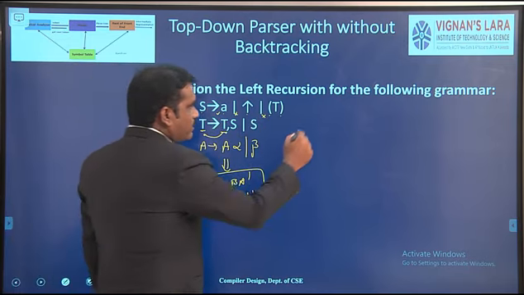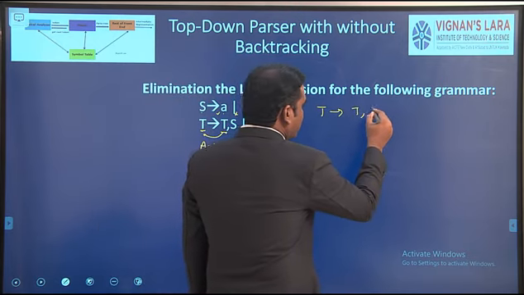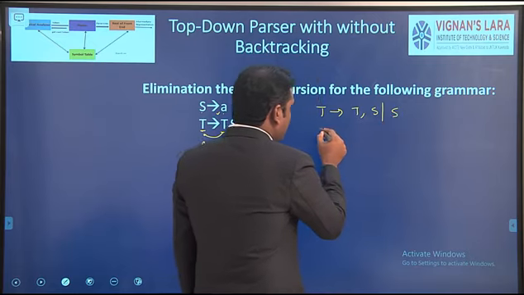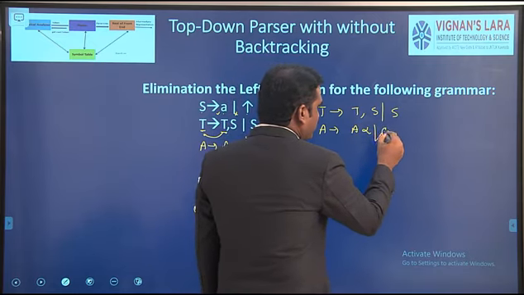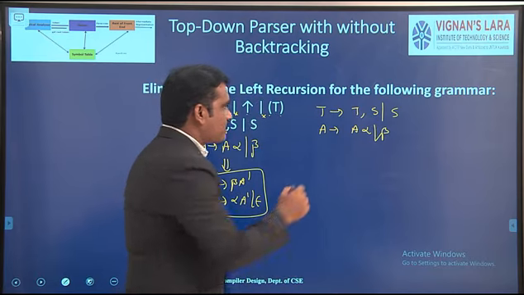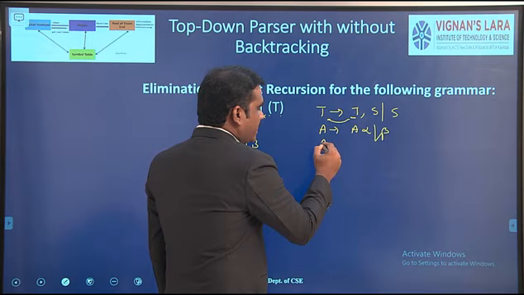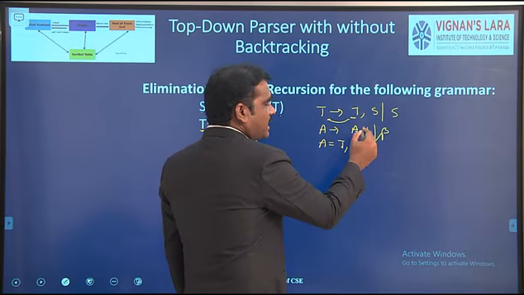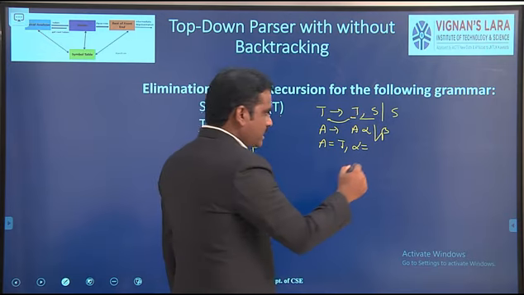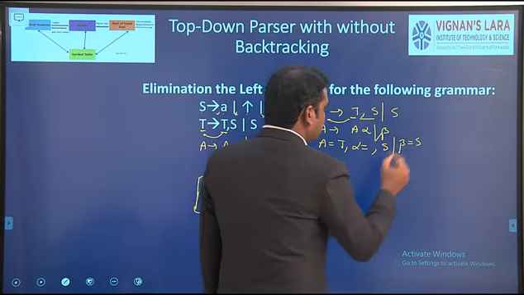What about the second one? The second one is T → T, S | S. Now compare with A → Aα | β. Because here it starts with T, the same symbol. So here A equals T. And what is alpha? Alpha means the remaining part, comma S, and beta equals S.